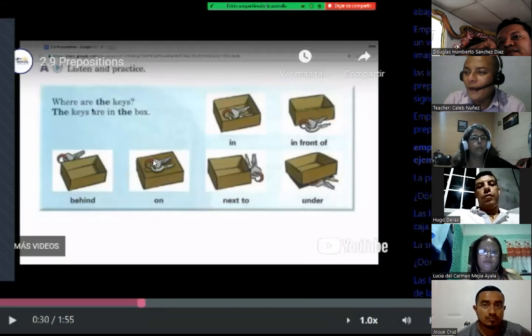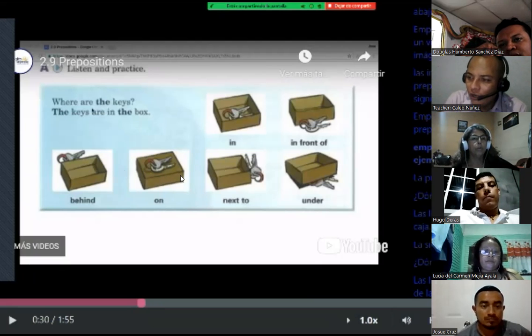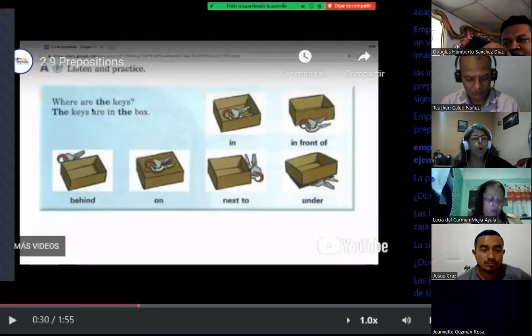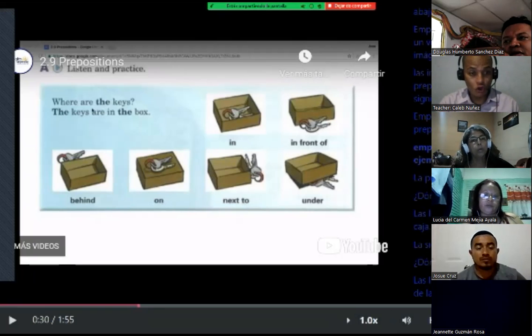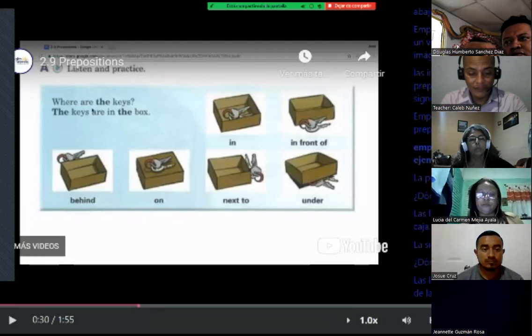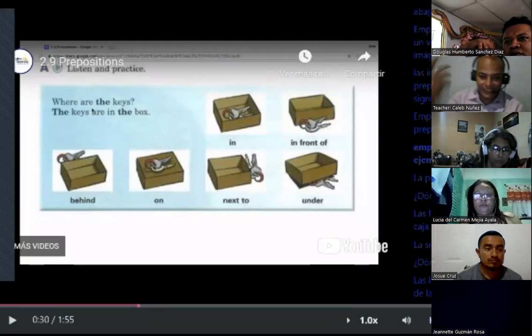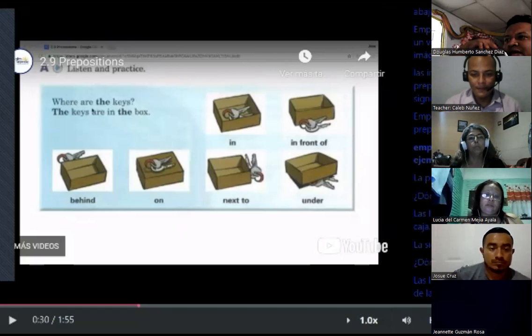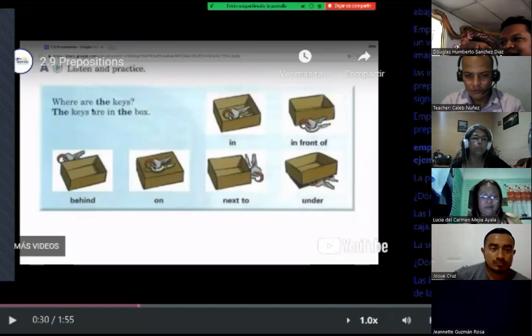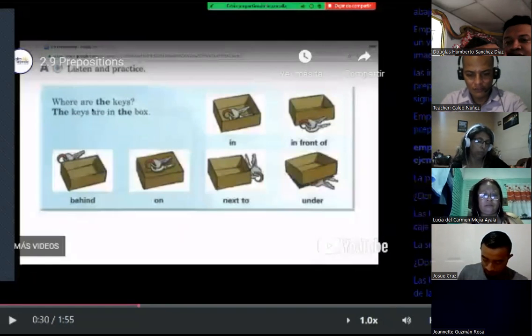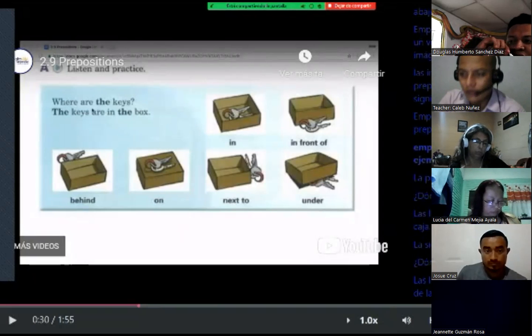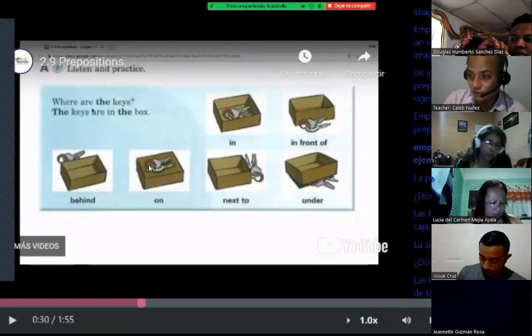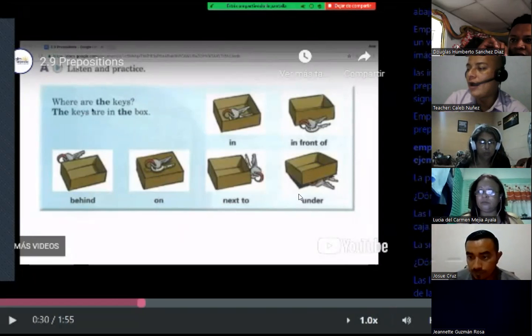What about here? Where are the keys? Look, where are the keys? On the box. Puedo decir they are, para no volver a repetir the keys, ¿verdad? Puedo decir they are, que es plural, son varias llaves, right? They are on the box. On the box. Okay. What about here? Where are the keys?